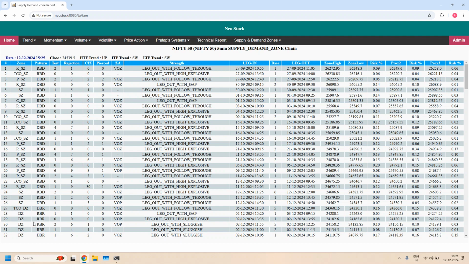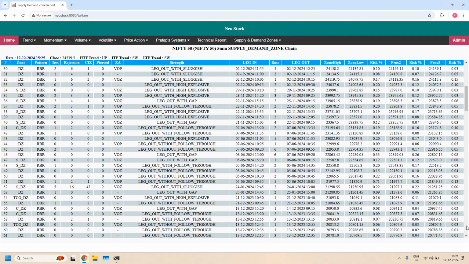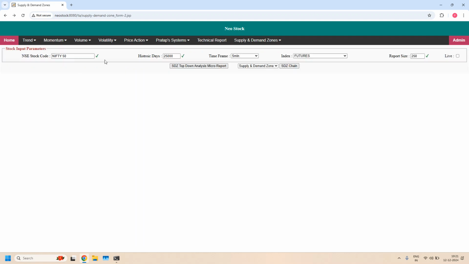You have only few demand zones from column 27 onwards. I am scrolling the list further down so that you can find more demand zones. Okay, this is about NIFTY. Next, let us generate supply demand zone chain for NIFTY Bank. That is nothing but BANKNIFTY.